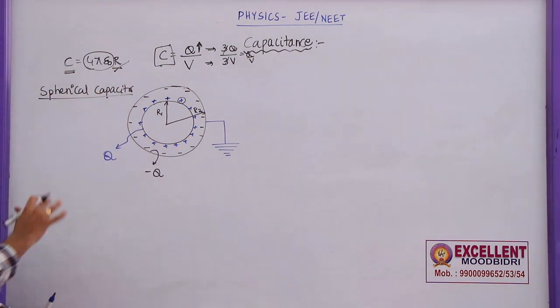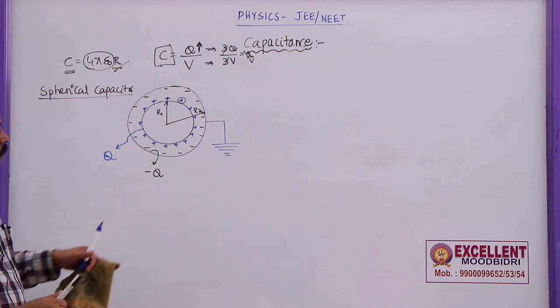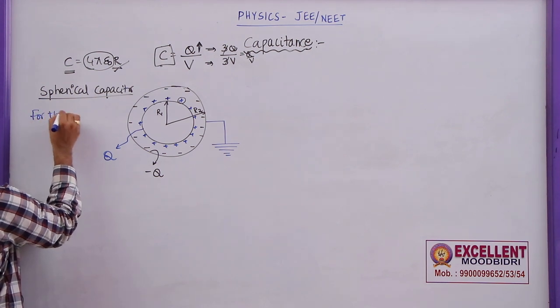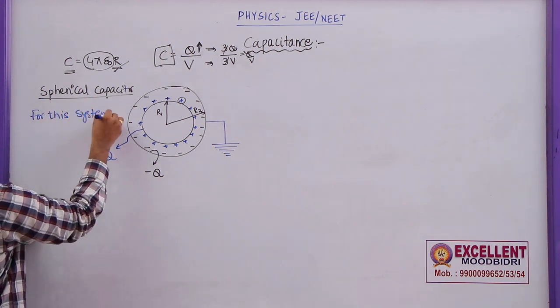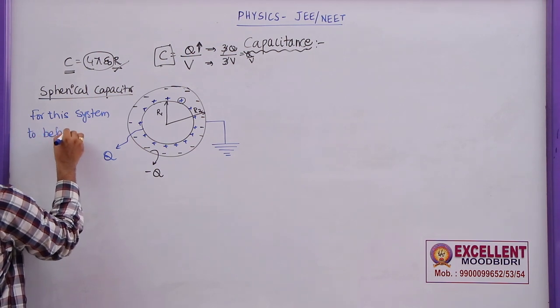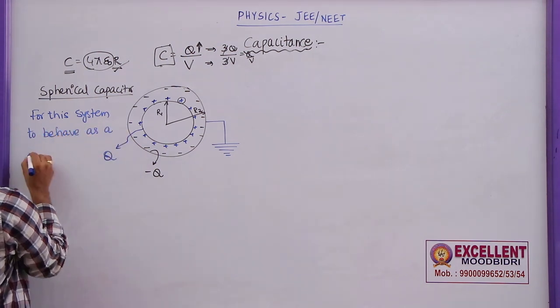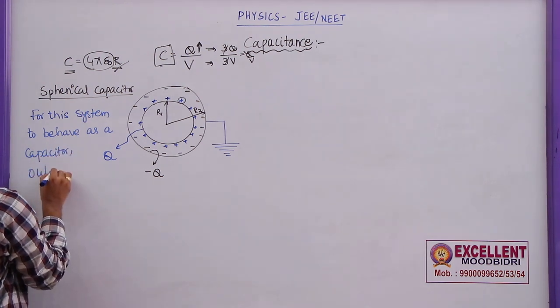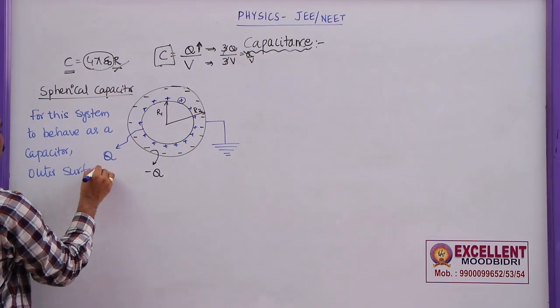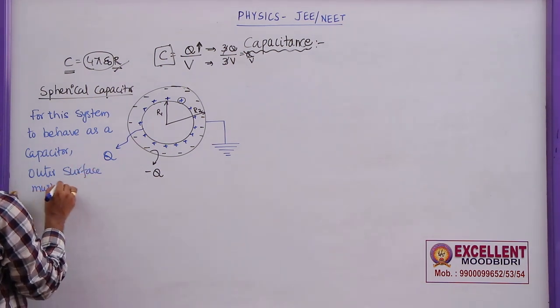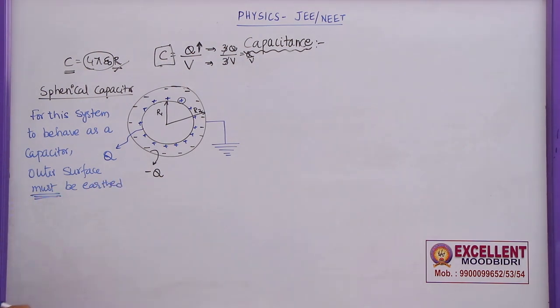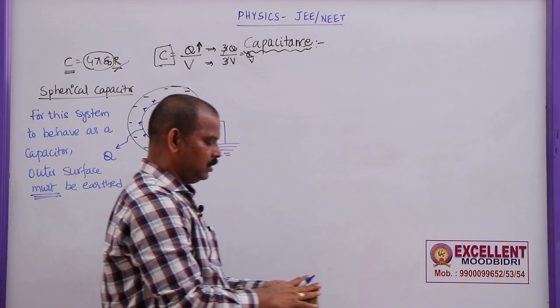So, for this system to behave as a capacitor, the outer surface must be earthed. So, the condition is, for this system to behave as a capacitor, the outer surface must be earthed. It is a must, then only it acts as a capacitor. Now, how to find out the capacitance of this system here?